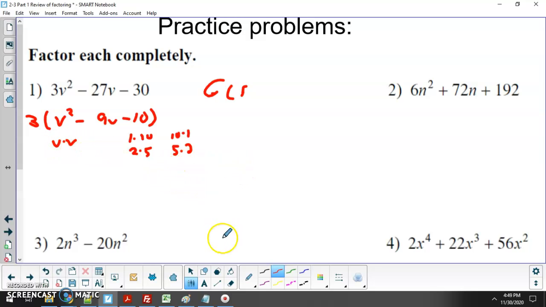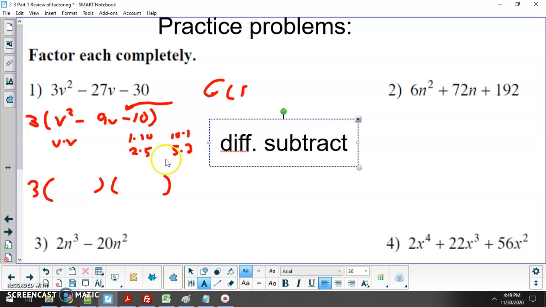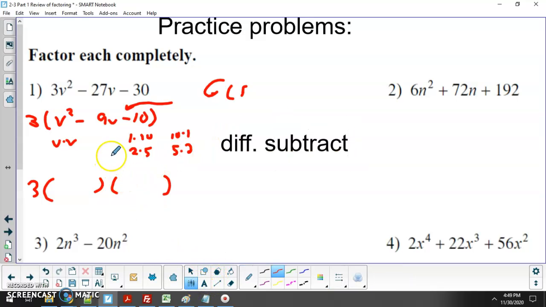Now, what are the signs on this one going to be? Oh, it's a minus sign here, so it's different. If you have different signs, one's plus, one's minus. Let's see which pair works. Remember, different signs, think subtraction. So we have to subtract to get the middle. Well, 10 minus 1 gives me 9, so I know it's got to be 10 and 1. 5 minus 2 is 3, so that's not going to be it.